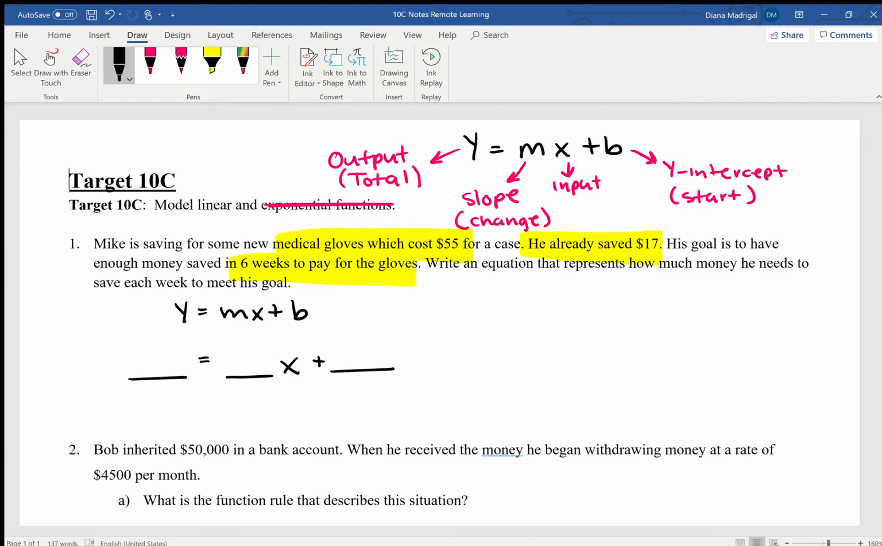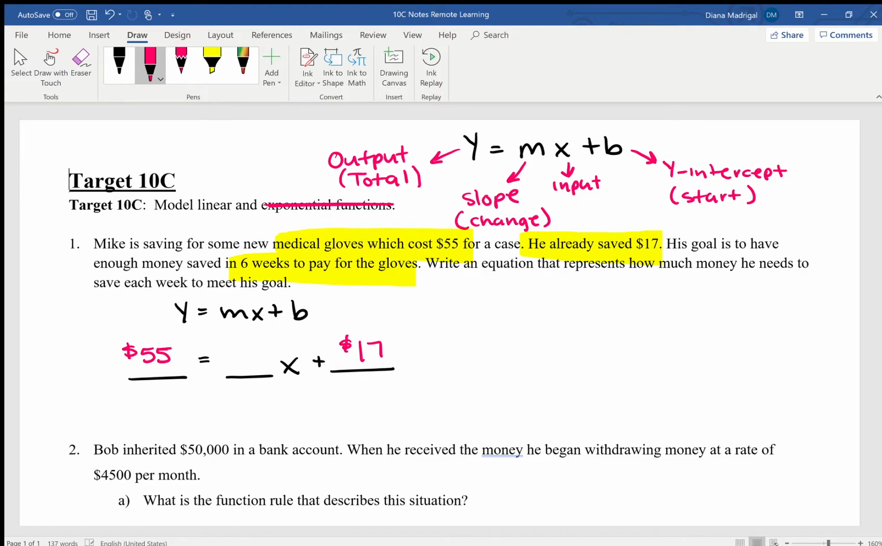However, for this problem, we already know the output. We already know how much the medical gloves cost, and they cost $55. So that's going to be my y. That's the total, how much they cost. It says he already saved $17. That means he already has the money with him. He already started with $17. So that means that's the y-intercept.